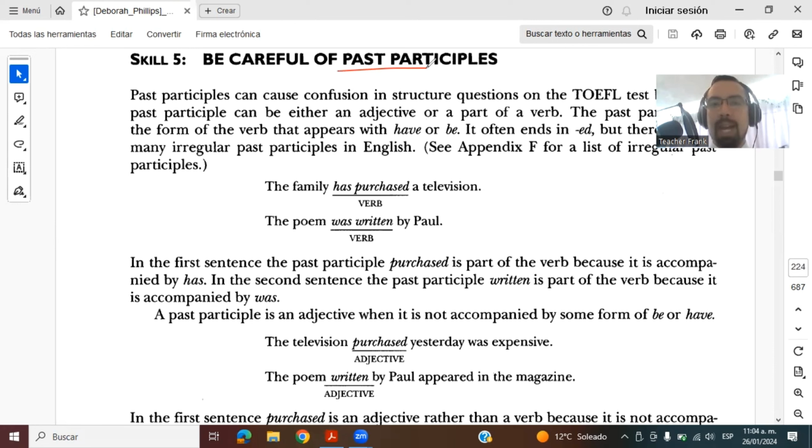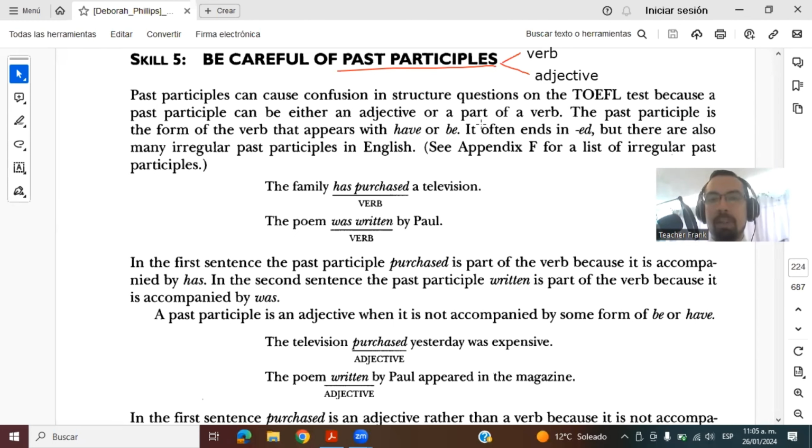Be careful of past participles. We have to remember, if you didn't watch skill 4 for structure, I recommend you watch that first. In that one, I explained that a participle is something que se parte, right? It divides into two parts. In this case, a verb. It can be a verb, but it could also be an adjective. The problem is that when it's an adjective, we may confuse it for a verb. And this is where we have to really detect which is a verb and which is an adjective, right?